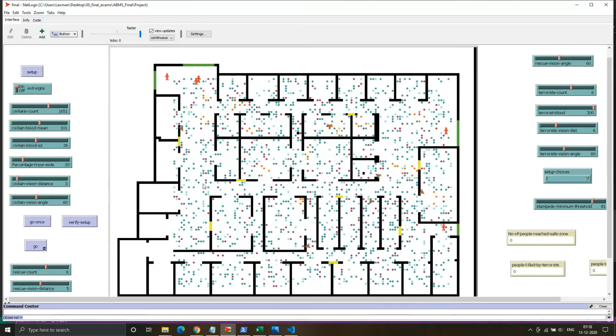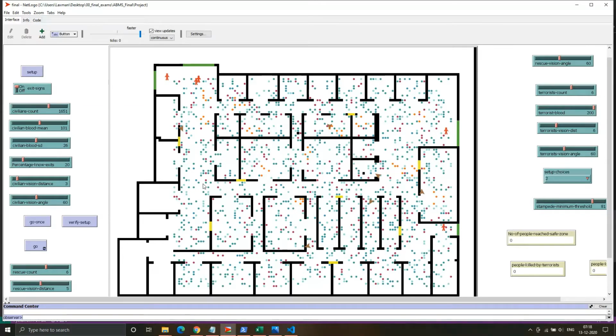And the rescue people will try to protect as many people as possible by giving them signals about the exit. That means whenever a person is in the vicinity of a rescue person, he knows where the exit is and will be given directions on where to go to reach the safe zone.